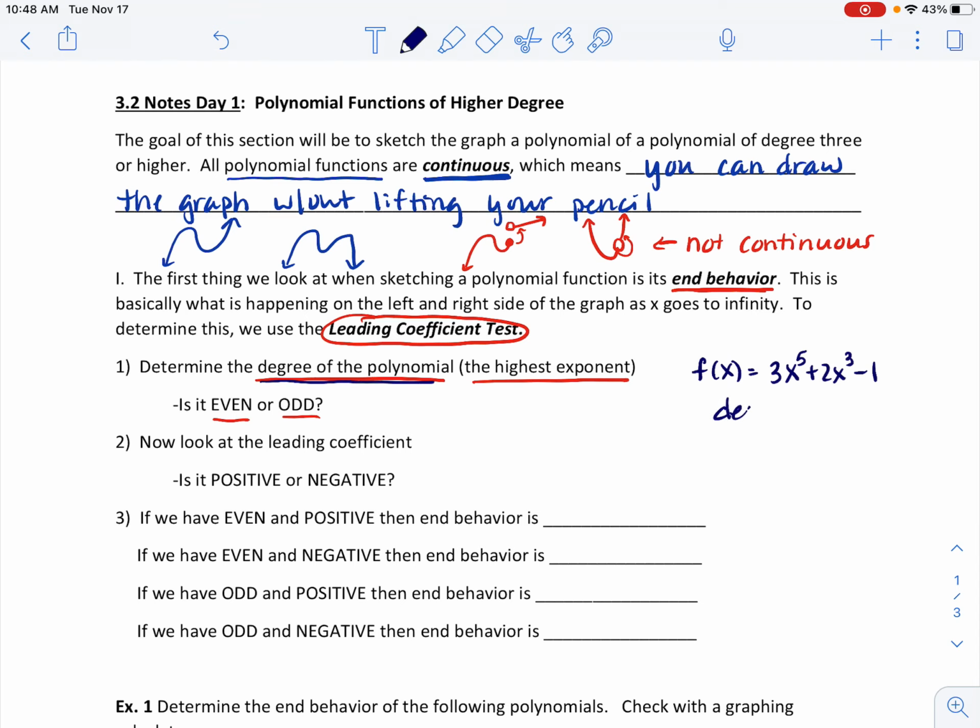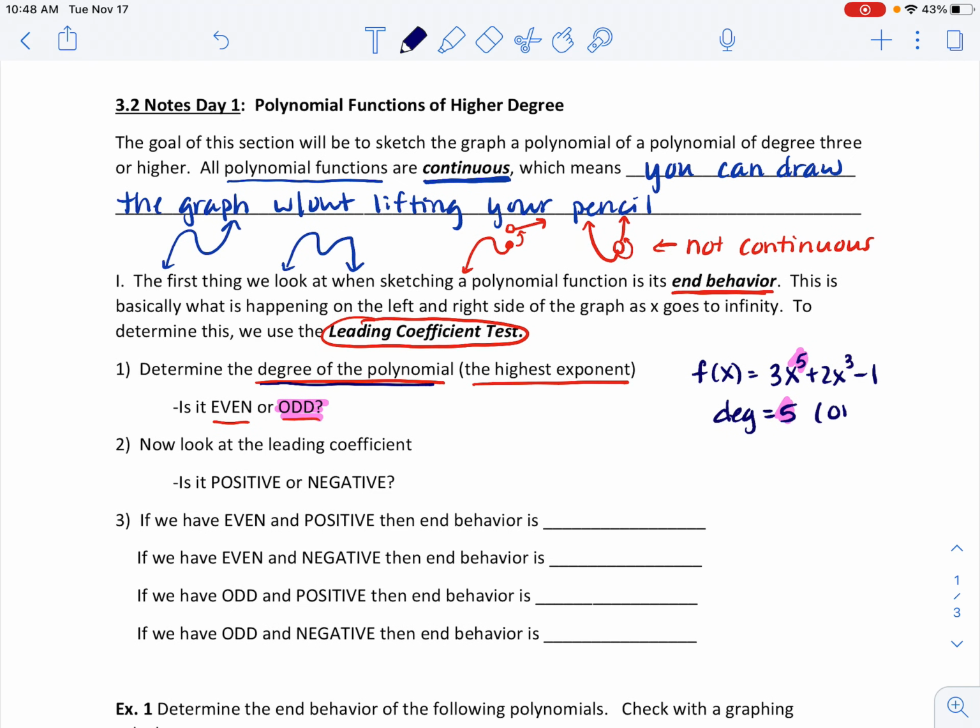The degree of this polynomial is 5. How did I get that? It's the highest exponent. The highest exponent is 5. Then I'm going to ask myself once I find that, is it even or odd? Well, in this case, 5 is an odd number, so we're going to say this is odd. That's not hard, right?